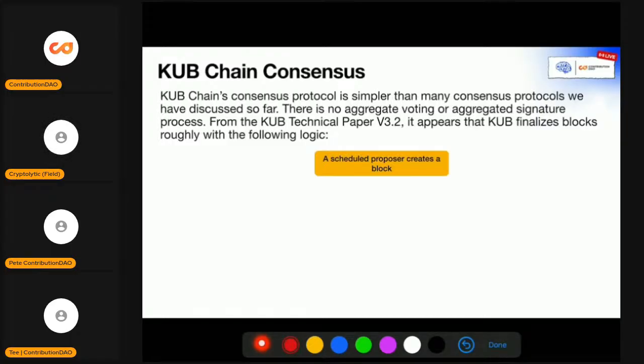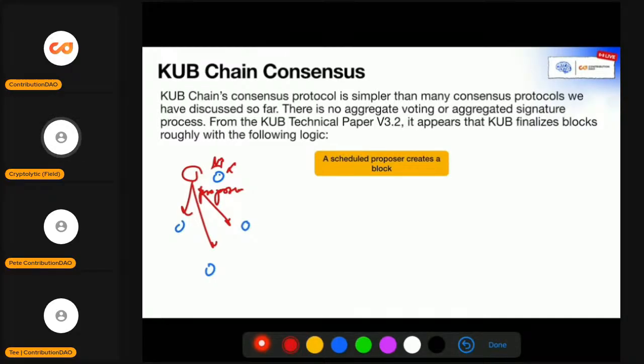The KUB Chain is similar to other consensus protocols. You have a pool of stake, a lot of nodes, and then for each block, one of the nodes gets chosen as the proposer, who proposes a block, receives transactions from users, packs them into a block, and then broadcasts the block to all of the validators in the network. KUB Chain also follows this kind of structure, but it's quite simpler and you will see why.